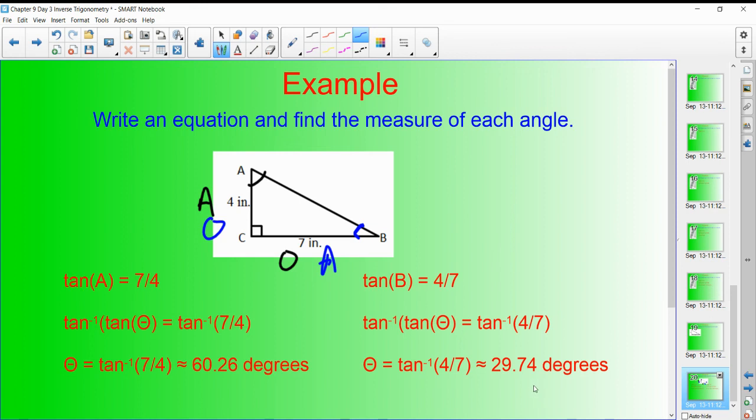So this is how we use inverse trigonometry if we're looking for the angle and we're given the sides. Now in the next lesson, we're going to learn how to put everything together and find missing angles and missing sides and use all of the rules we've ever learned about right triangles.